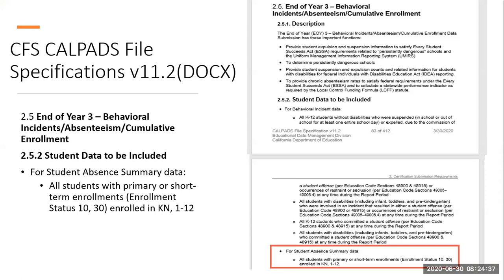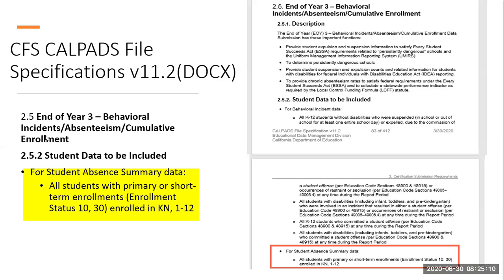And so we have an image of the CALPADS CFS doc. It's a Word document. At the bottom, you can see a section is highlighted. On the left, we've made it easier for you to read, and it tells you the data to be included. For student absent summary data, all students with a primary or short-term enrollment, that's enrollment status 10 and 30, and those who are enrolled in grades KN through 12.